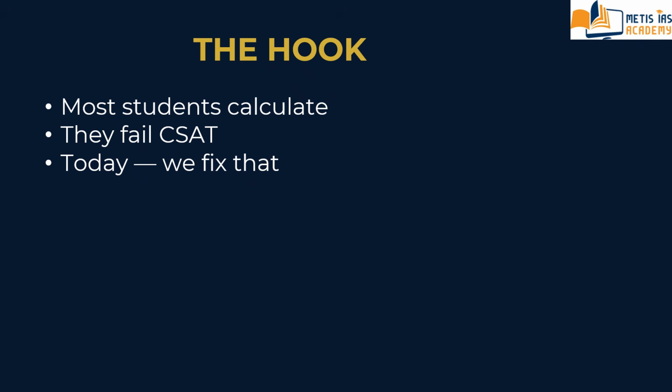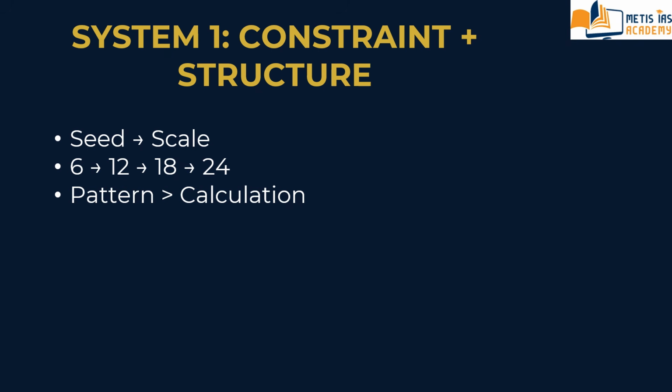We have taken 6 to 7 types from number system, from 2020 to 2025, which are already questions given in UPSC CSAT papers. So we have taken system number 1, that is constraint plus structure. This is one of the systems we have taken from previous UPSC CSE CSAT papers.